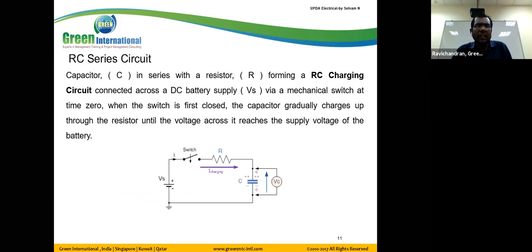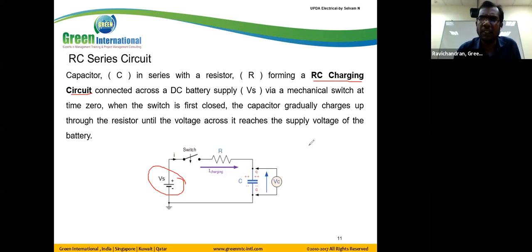Next, we go to the RC series circuit. Here, for the RC series circuit, we are discussing two different circuits. One is the RC transient: one is the RC charging circuit, another one is the RC discharging circuit. For the charging circuit, we apply voltage. For the discharging circuit, we remove the voltage source. That's the difference between charging and discharging.